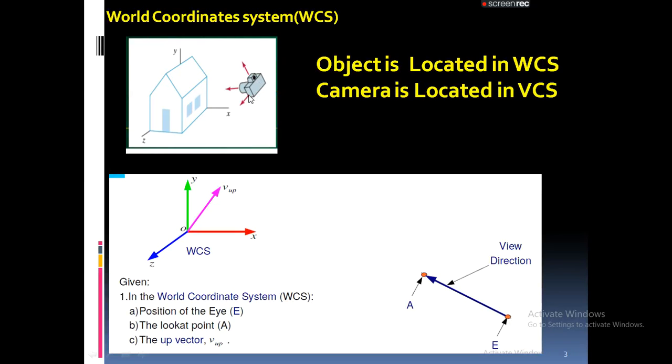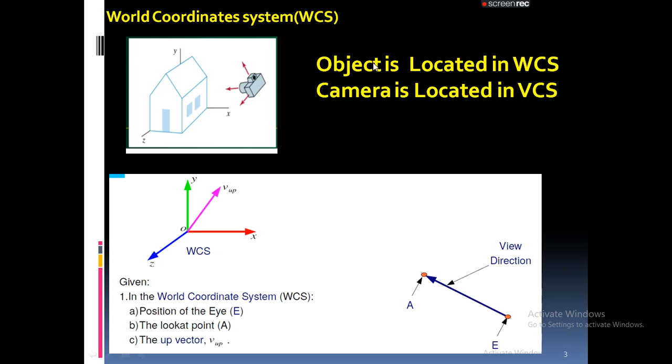So as you can see, I located the synthetic camera here. Please see the mouse pointer. I located the synthetic camera here. This camera also has its own coordinates, but those coordinates are called the viewing coordinate system. It means I need to determine the coordinate position of this camera. The coordinate position of this camera is nothing but the viewing coordinate system.